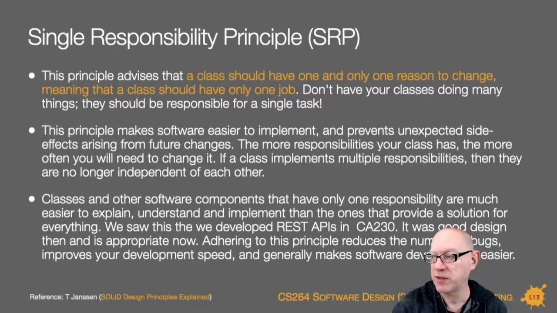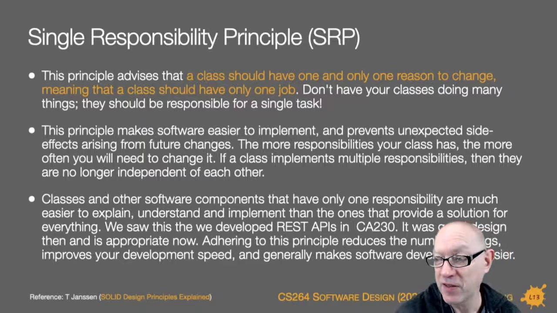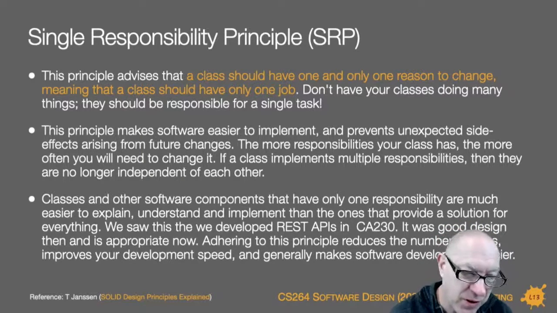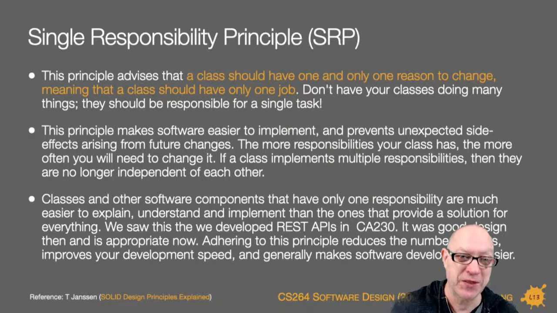So the more responsibilities that your class has, the more often you're going to need to change it. Okay, and if a class implements multiple responsibilities, then the classes are not really independent of each other. So you don't roll all the tasks into one. It might seem like a nice thing to do, but don't do that. That should be your executable, where it uses all of the classes, in some respects.